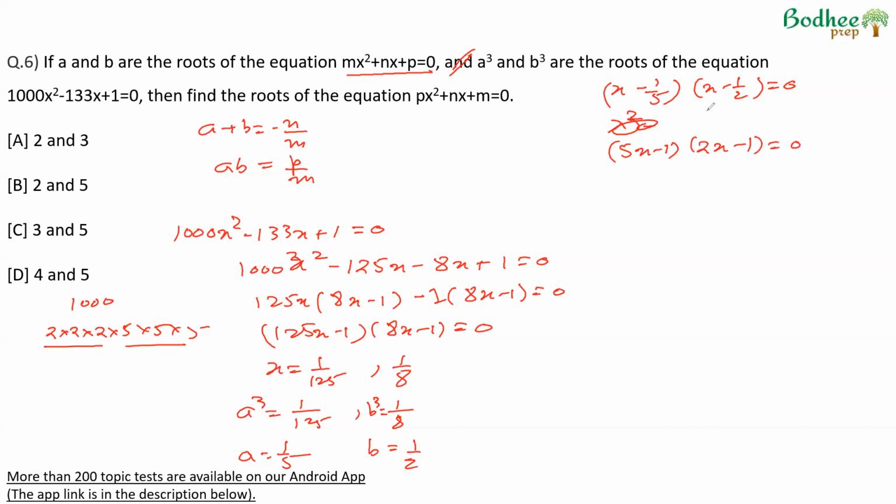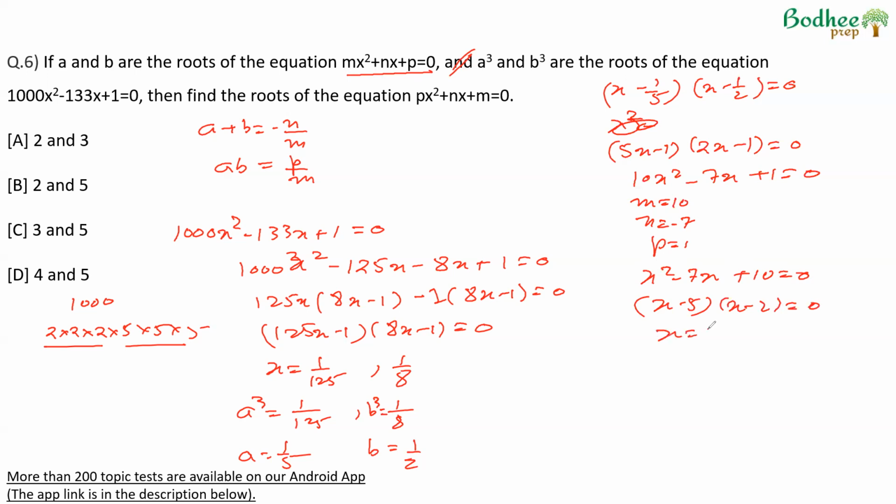Cross multiplying, we get 10x square, minus 5x minus 2x, plus 1. Minus 5 minus 2 is minus 7x plus 1 is equal to 0. So m becomes 10, n becomes minus 7, p becomes 1. So the new equation that we have is p x square minus 7x plus 10 is equal to 0. This is nothing but x minus 5 into x minus 2 is equal to 0. So we get x is equal to 5 or x is equal to 2.